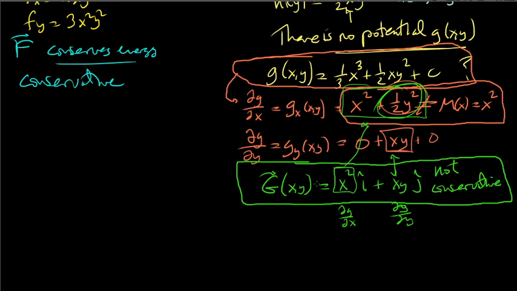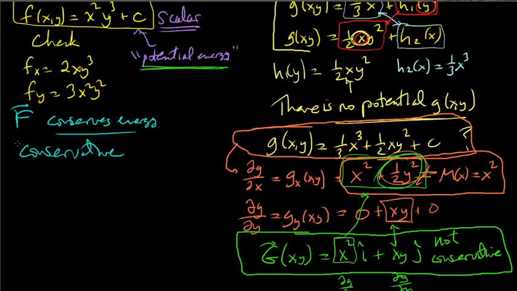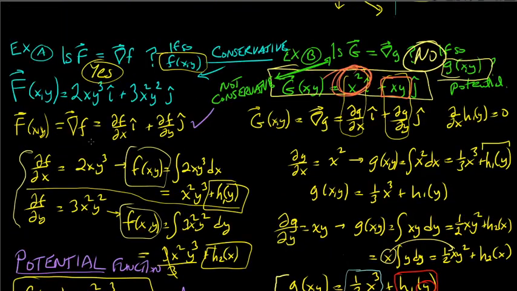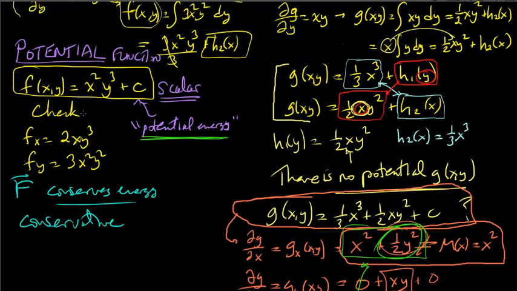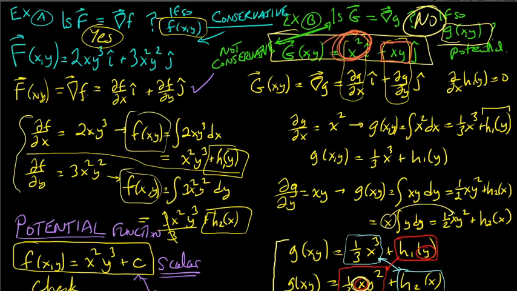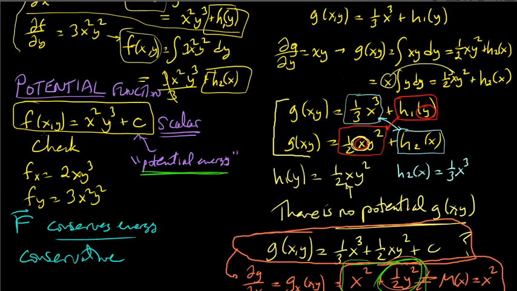But in terms of the electric and gravitational field, those are conservative vector fields, and so they always have a potential function. And in fact, in a lot of your physics course, part of the job is to find that potential function. If you're given the vector field, here's how to find the potential function, or the potential energy.